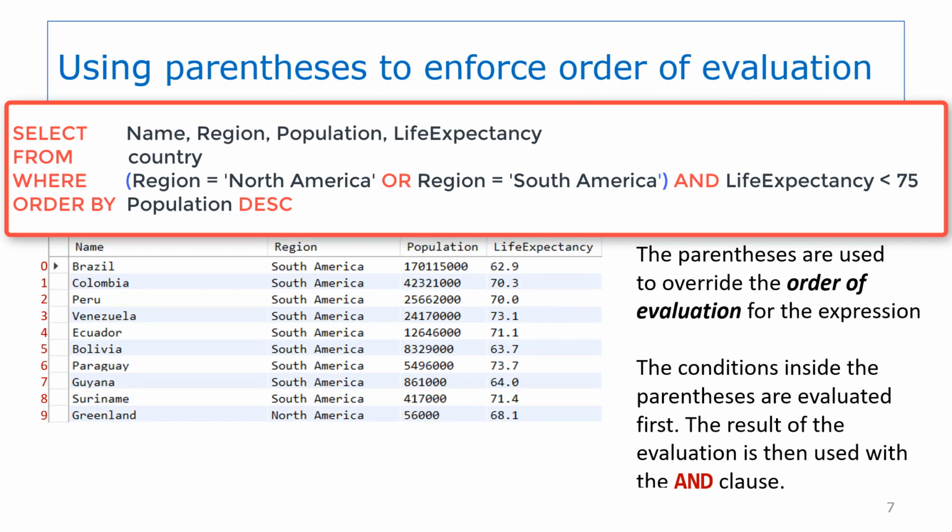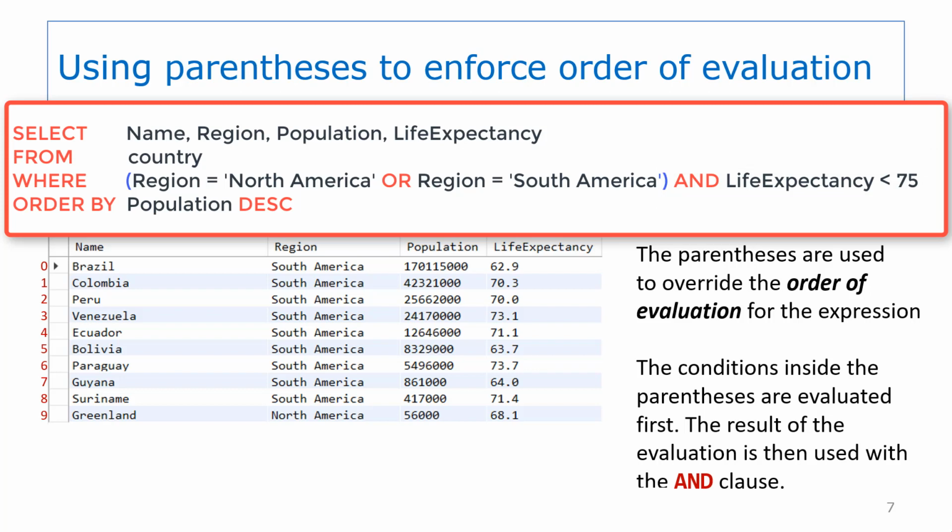Fortunately, it is easy to override the order of evaluation. As shown here, you simply add parentheses around the clauses that you want evaluated first. In this example, we now have parentheses surrounding the two tests for the region. Because the parentheses are enclosing an OR condition, the result of the test is true if the region is either North America or South America. Once that condition is evaluated, the result is AND with the test for the life expectancy. Again, with an AND condition, both sides of the AND have to be true.